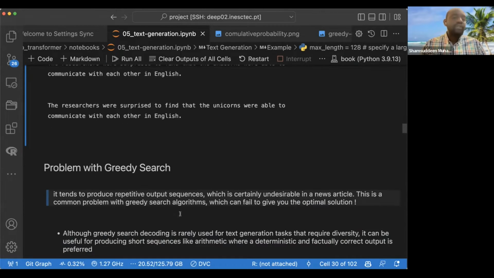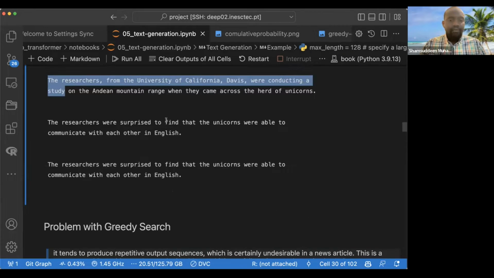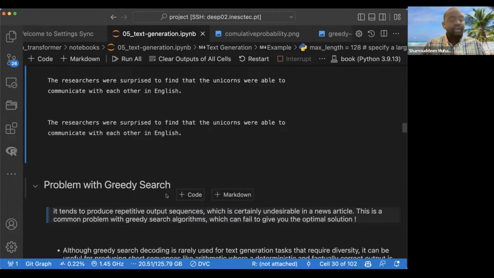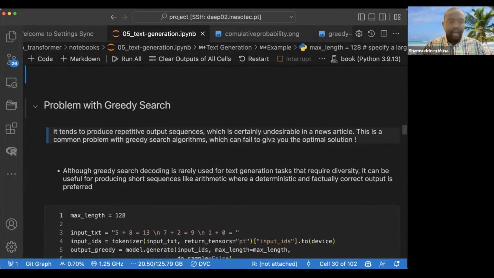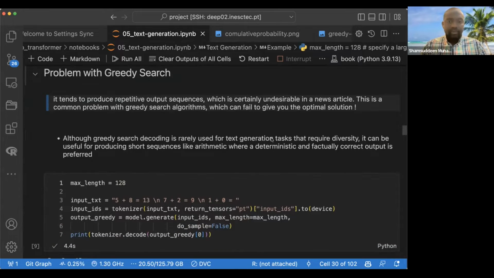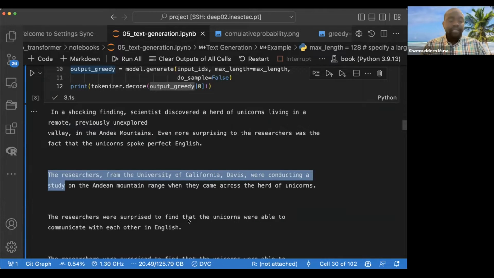So there is a problem with greedy search, right? One of the problems with greedy search is that it gives a repetitive sequence. So of course we need a better approach that can solve this issue of repetitive sequences, and they discuss different alternatives that can solve this issue.